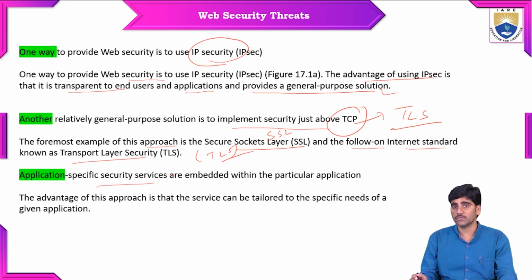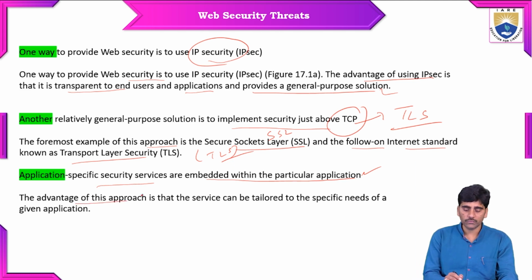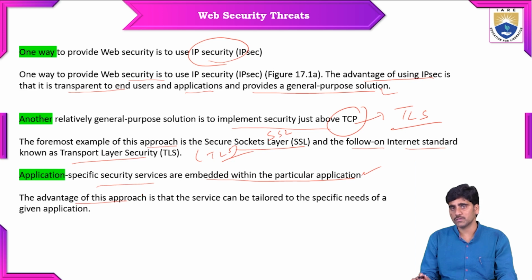Application specific security services are embedded within the particular application. That means the application uses the service for providing the security. Individual services have been implemented for individual applications. The advantage of this approach is that the service can be tailored to the specific needs of a given application.